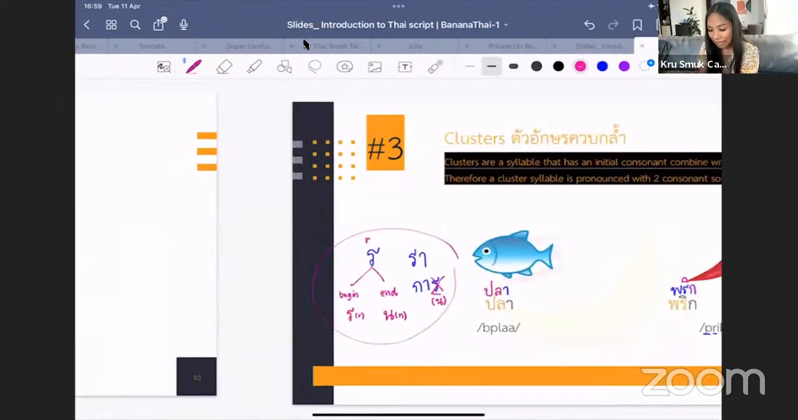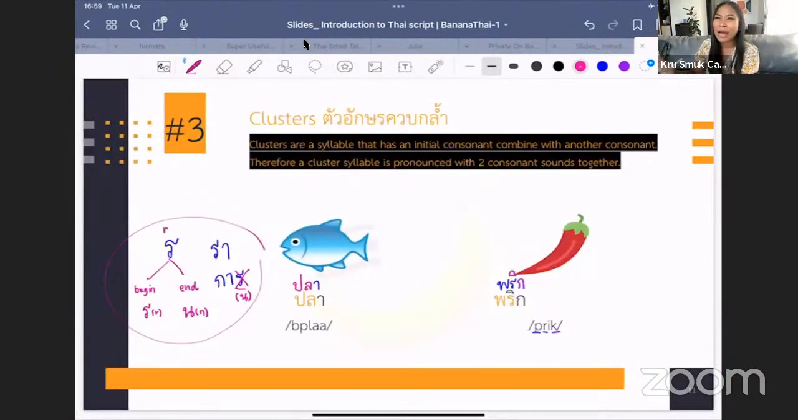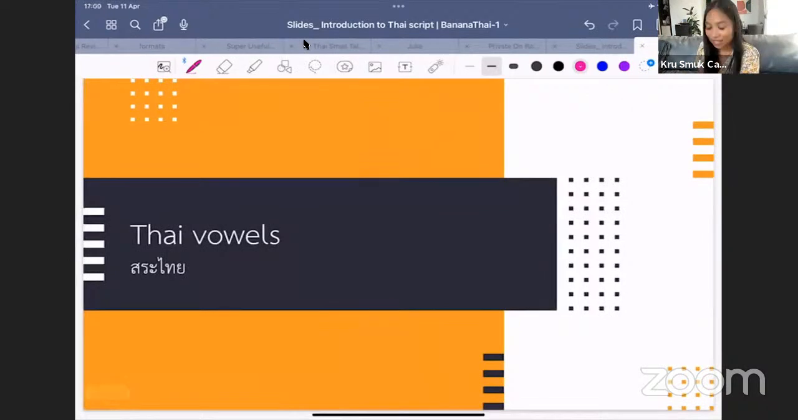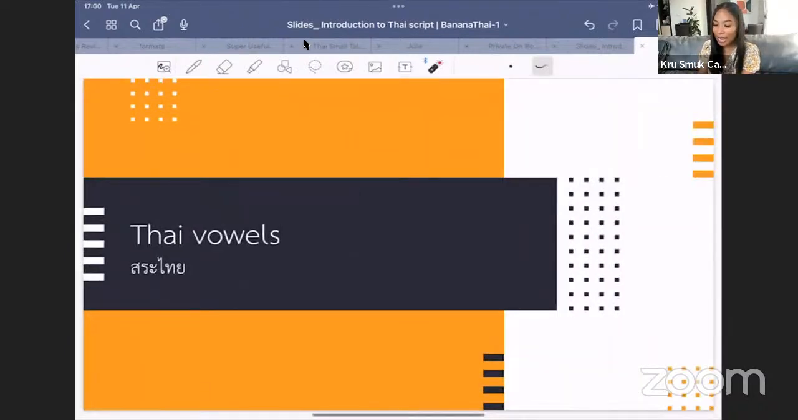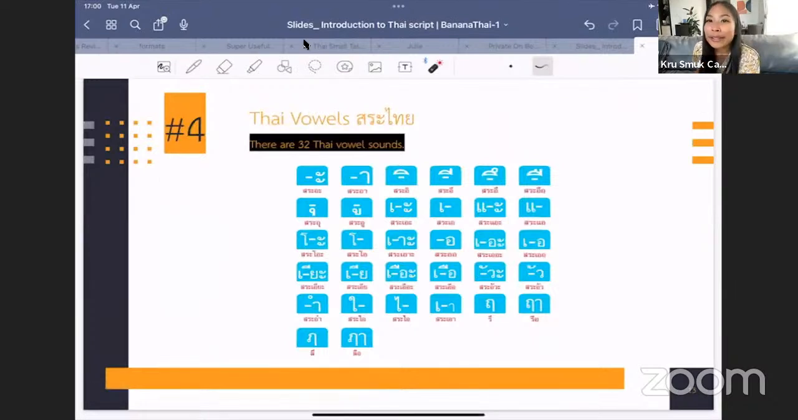Okay, so I think we cover pretty much the key essential highlight topics about consonants. Now let's move on to the next topic: Thai vowels, or สระไทย. There are 32 Thai vowel sounds in the Thai language. That sounds like a lot, isn't it? Because in English you have A, E, I, O, U. It's very simple. But in Thai we have 32.